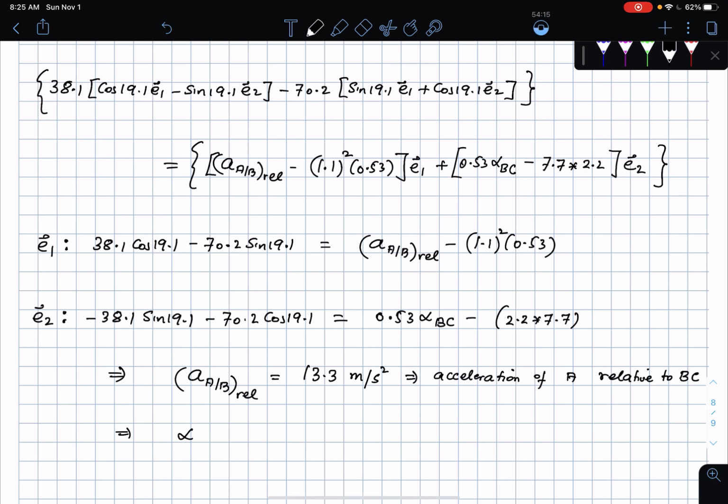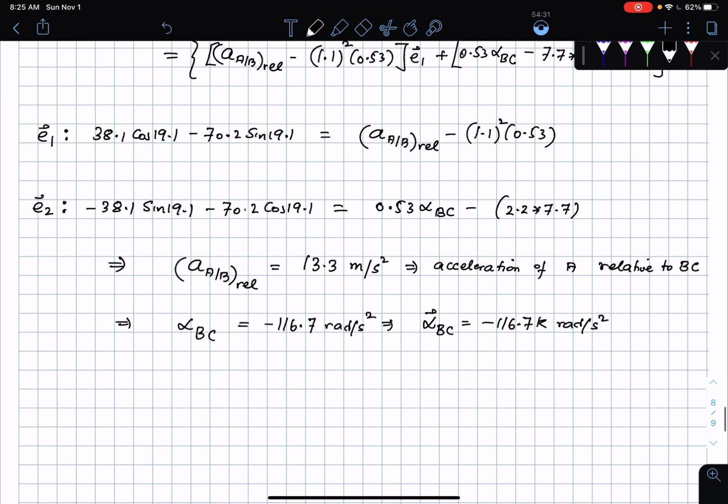And then I'm going to have alpha BC, which I end up getting as minus 116.7 radians per second square, so that the vector alpha BC is minus 116.7 k radians per second square. This is at that instant in time. Okay, this is the angular acceleration of the link or the bar BC. Alright, so this is a really good problem.